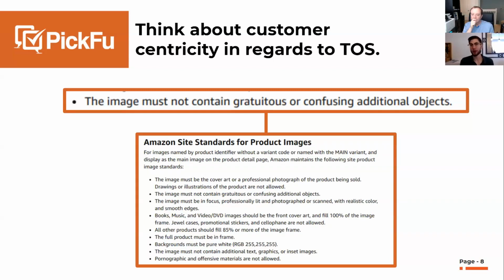But as many of us have seen, either in our own experience or seeing many other competitors, people are pushing these lines. The reason is because there's also other versions of the terms of service that say, word for word, the image must not contain gratuitous or confusing additional objects. And so this is really, really important. What Amazon is really trying to explain here is that they don't want elements in your main image that are clickbaity, that are just there to distract the customer. They're just there to pull eyeballs to your listing, and it's actually not helping the customer to make a better buying decision.